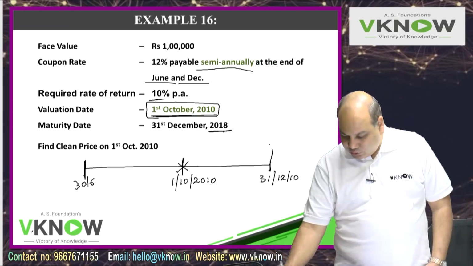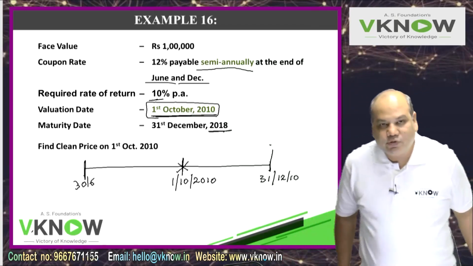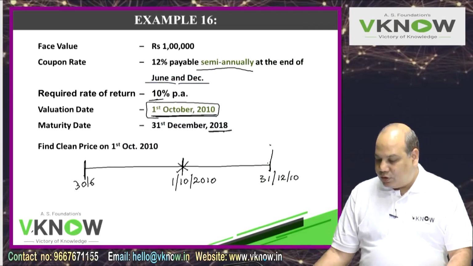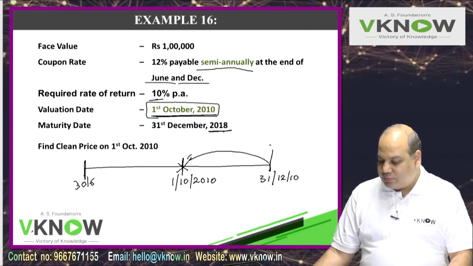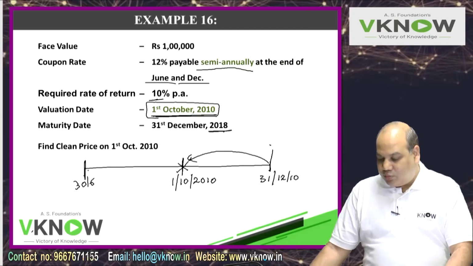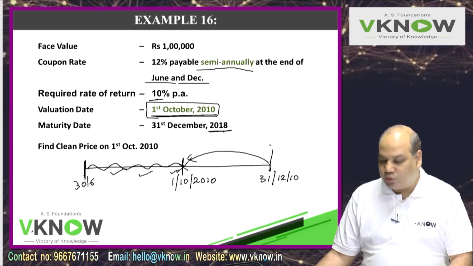So first we'll calculate the clean price on this date, 31st December. Then we'll calculate dirty price on 31st of December. Then we are going to discount it, bring it to 1st October. We'll get dirty price and remove the interest accrued. So count how many months are over since the last interest payment. July, August, September. This is just 1st October. So 3 months interest have accrued.